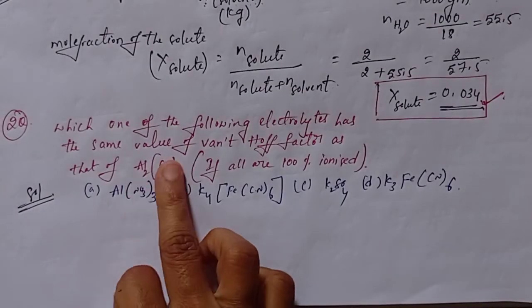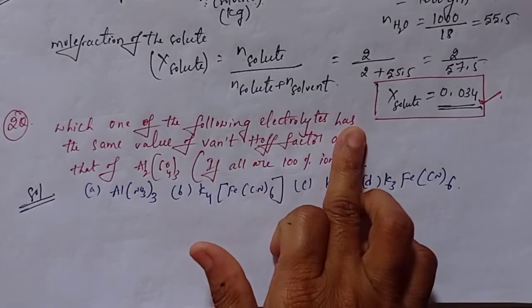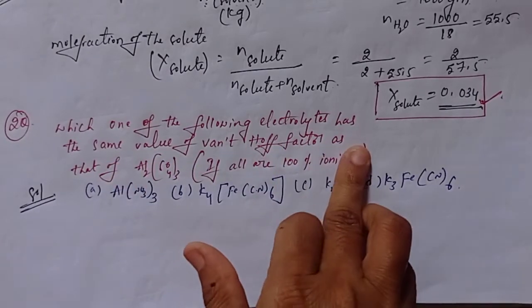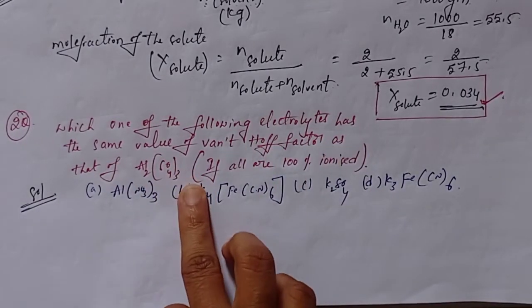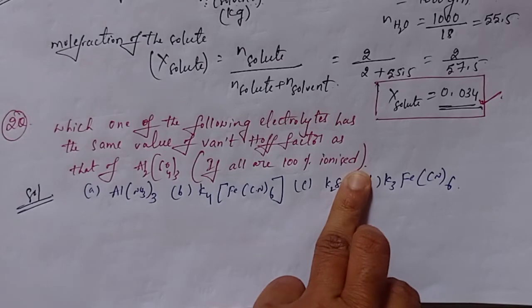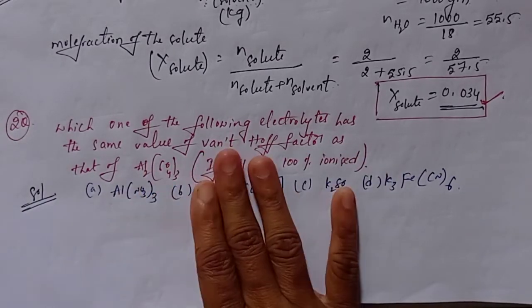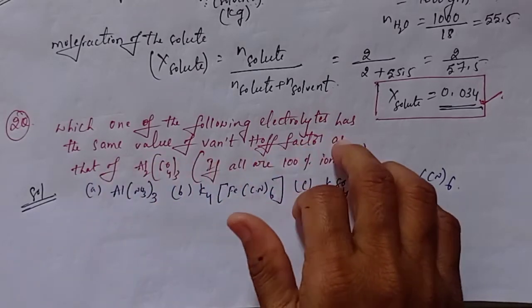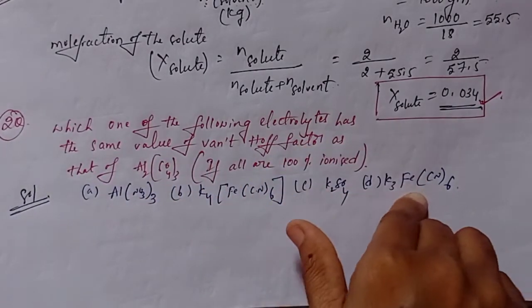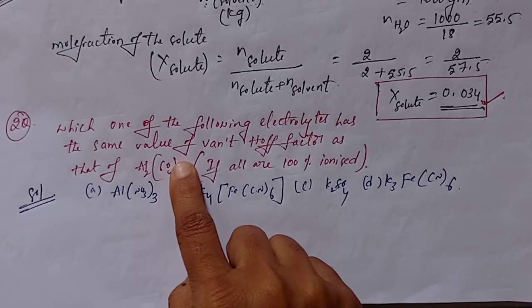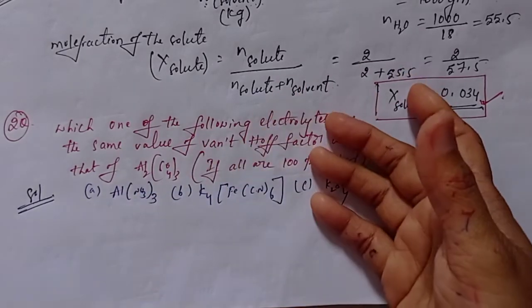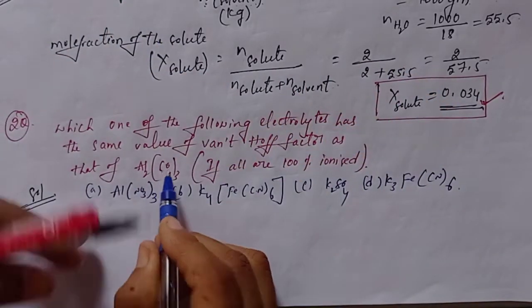See students, in this question: which of the following electrolytes has the same value of Van't Hoff factor as that of aluminum sulfate, if all are 100% ionized? Then how to find the same value of Van't Hoff factor? First you find the Van't Hoff factor of all the components, then see which one is the same. That is the option. Okay, first I am going to calculate aluminum sulfate.